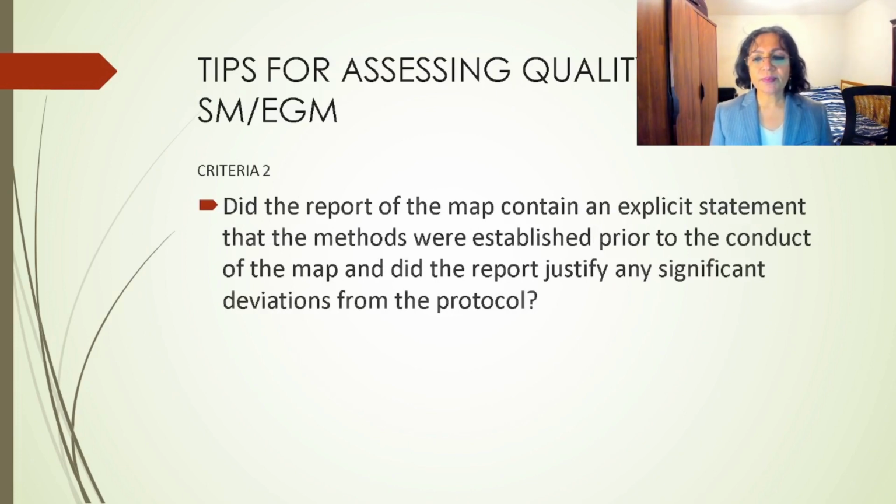Did the report of the map contain an explicit statement that the methods were established prior to the conduct of the map? And did the report justify any significant deviations from the protocol? For the systematic map protocol, I have seen authors publish these types of protocols in PROSPERO and sometimes on the Campbell website, the 3ie website, and also as journal articles. When there is a published protocol of a systematic map and you deviate from any of the important steps, or there are significant deviations, it is good to mention them in the report.